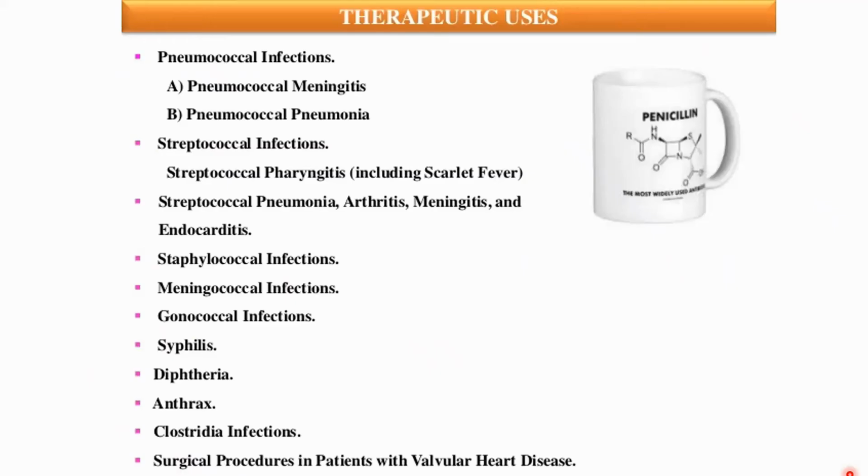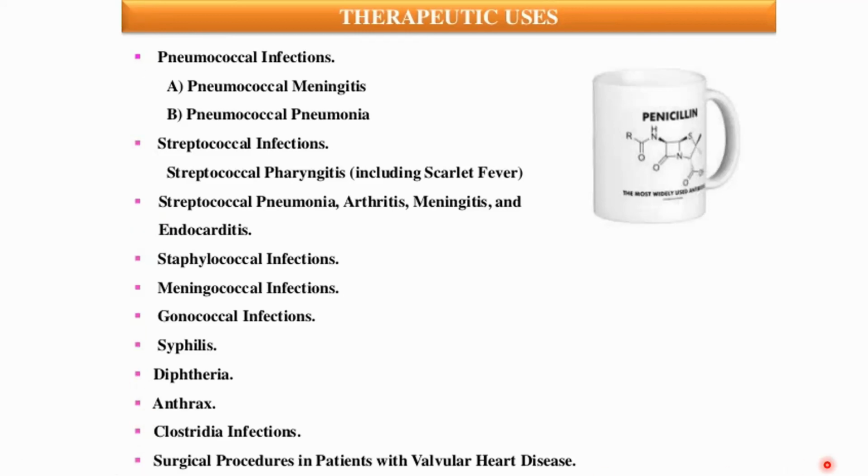In the diagram, you can easily understand how these penicillin derivatives work. Next is the therapeutic use. Here you can see on the screen, these penicillin derivatives are used in several types of bacterial infection. Many are listed here: pneumococcal infections, streptococcal infections, meningitis, meningococcal infection, gonococcal infection, syphilis, diphtheria, anthrax, and so many other infections. Here you can see the list of infections against which these penicillin derivatives are used.